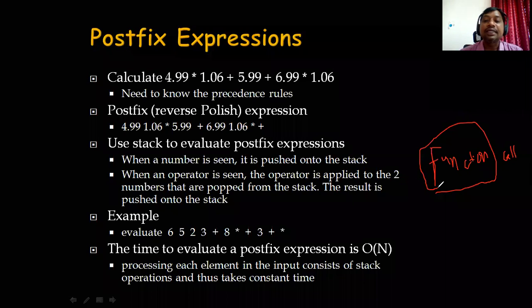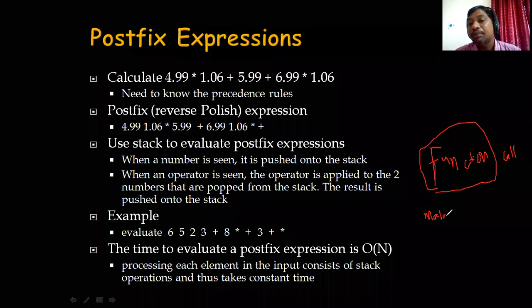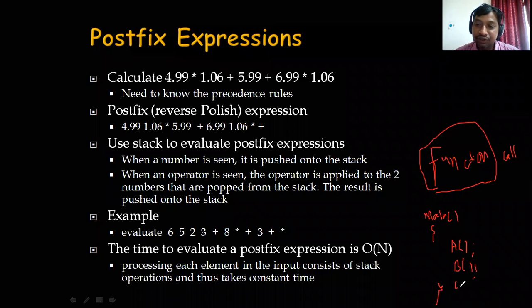Like in C, you'll be having a main function. The main function can call other functions. From the body of the main function, we'll be calling other functions, like function a, followed by function b, followed by, say, function c.